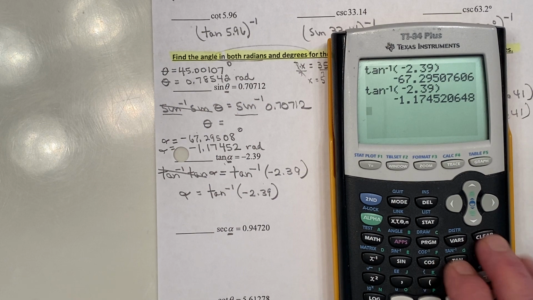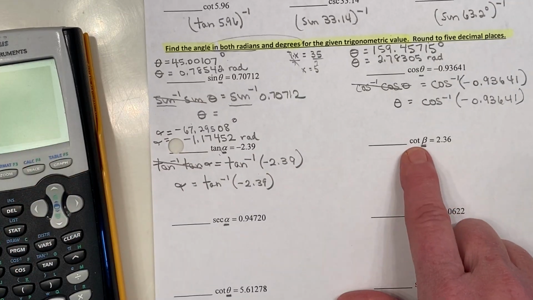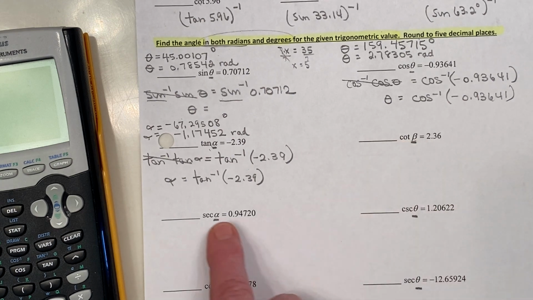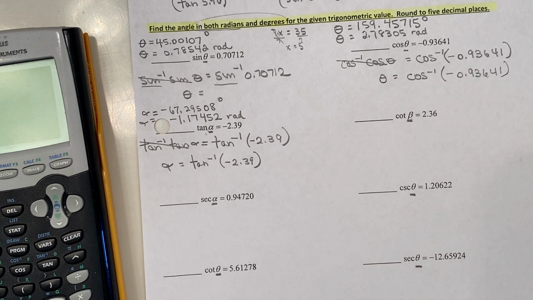Okay, those are pretty straightforward, but what happens when we look at the rest of these problems here? Notice that cotangent, we don't have an arc cotangent, we don't have an arc secant, we don't have those keys in our calculators. So how are we going to overcome that and find the angle answers for those problems? Well, it's going to require an extra step.